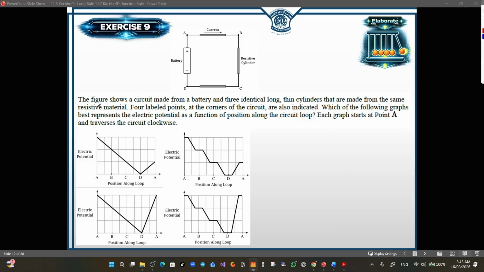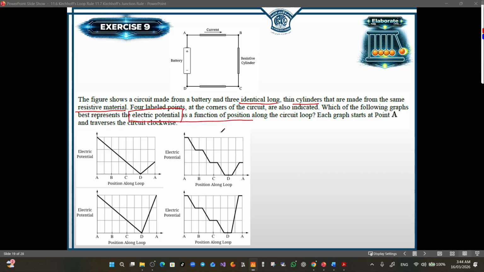Now, exercise 9. The figure shows a circuit made from a battery and three identical long, thin cylinders that are made from the same resistive material. Four labeled points at the corners of the circuit are also indicated. Which of the following graphs best represents the electric potential as a function of position?